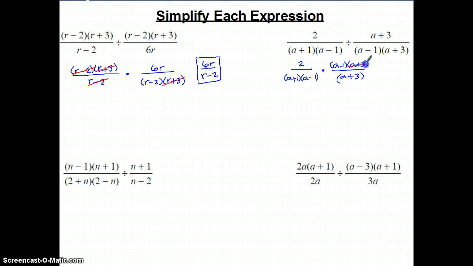I see an a plus 3 repeated. I can cross those out. And on the top and the bottom, I also have a minus 1. The only thing left that has not been reduced is a 2 in the numerator and an a plus 1 in the denominator. Go ahead and pause the video and try the next two on your own.